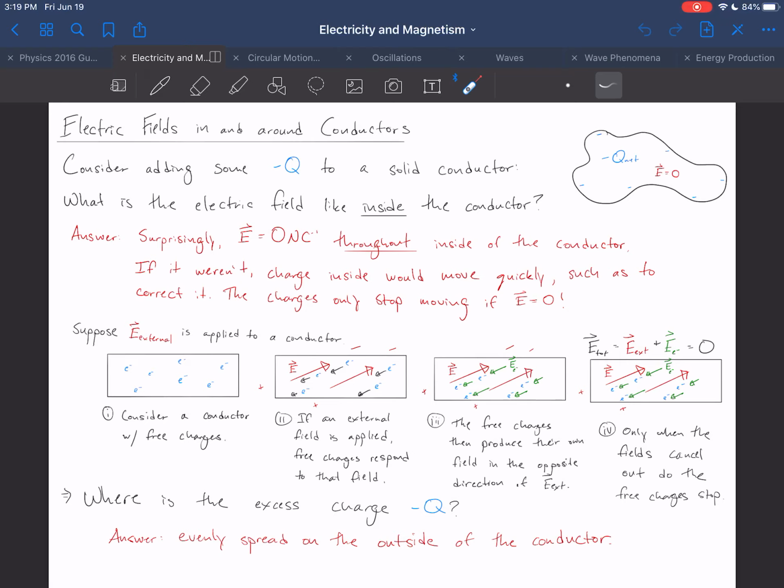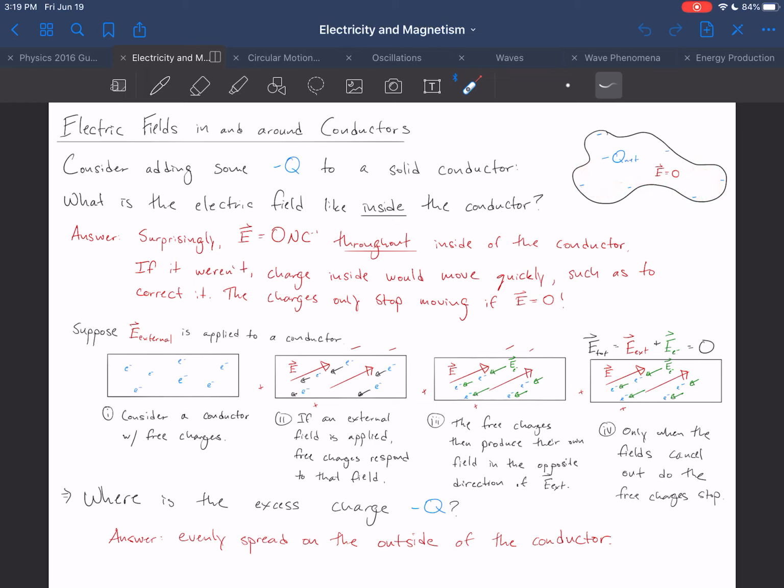Also, I should emphasize that what happens in practice if you add a negative Q net is that the electrons distribute themselves evenly on the outside of the conductor. They can't disappear, right? But they distribute themselves all along the outside, okay? And that kind of makes sense. They push away from each other and layer themselves on this outside.